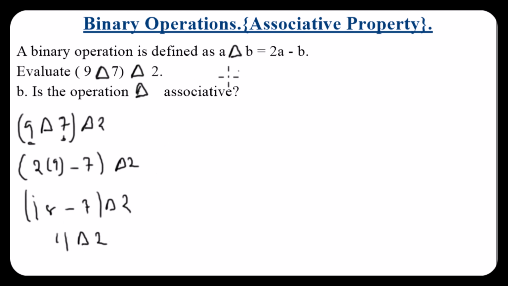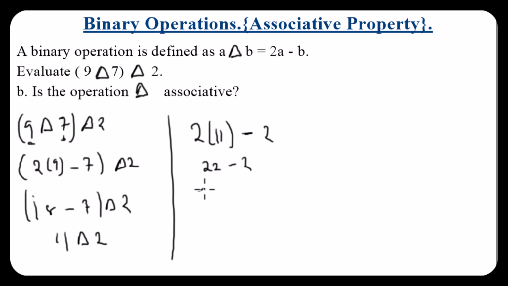Again, after getting 11 delta 2, we still apply the same rule. So my A becomes 11, and my B becomes 2. So we have 2 times 11 minus 2. 2 times 11 is 22, and 22 minus 2 simply gives us 20. So this is the first part.